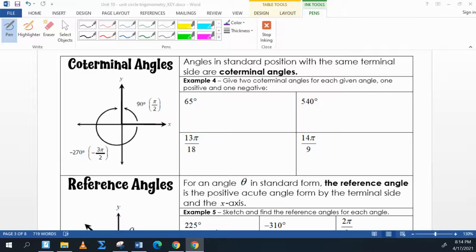All right, this next unit, we're talking about coterminal angles. So co just means another one. So we're looking for angles that have the same terminal side. So you'll notice here in the example right here, a 90-degree angle. If we were to draw a 90-degree angle, it starts right here on the x-axis and it ends right here. This would be what we call the terminal side of our angle. So when we're looking for a coterminal angle, it's another angle that ends here.